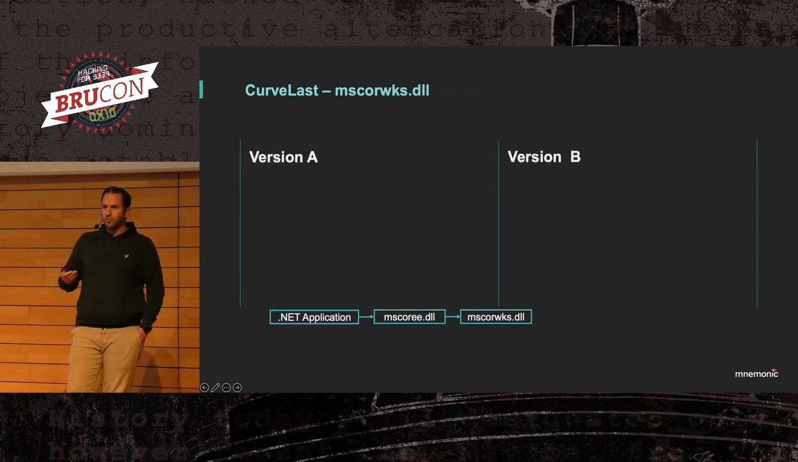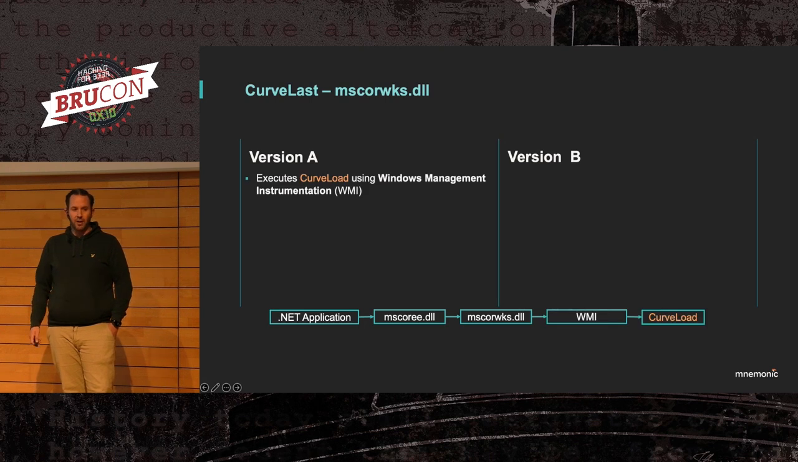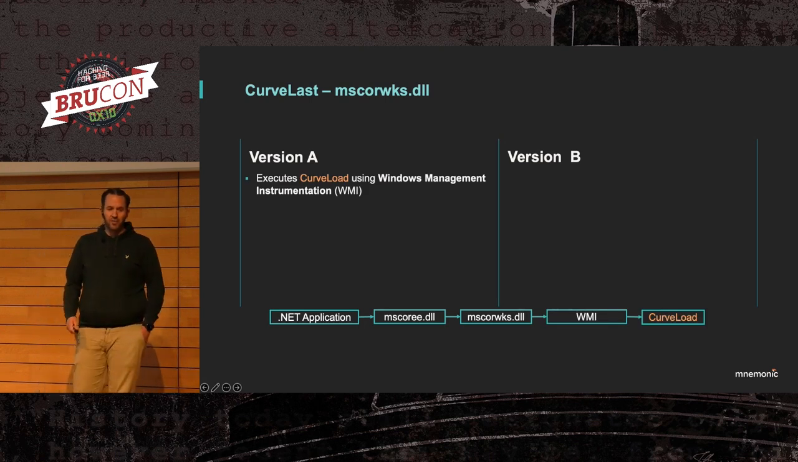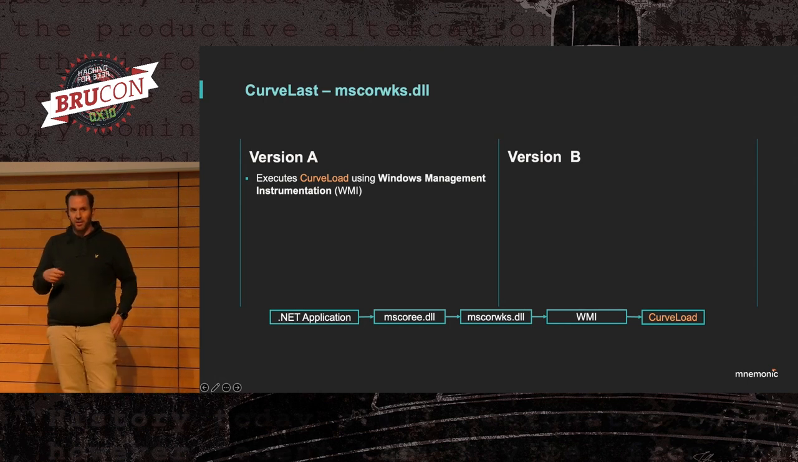So the first version we saw executed the next step using WMI, Windows Management Instrumentation. To facilitate Windows Management Instrumentation, you need to reveal some strings which were encrypted, and many of the imports were hashed, so we need to puzzle that up.